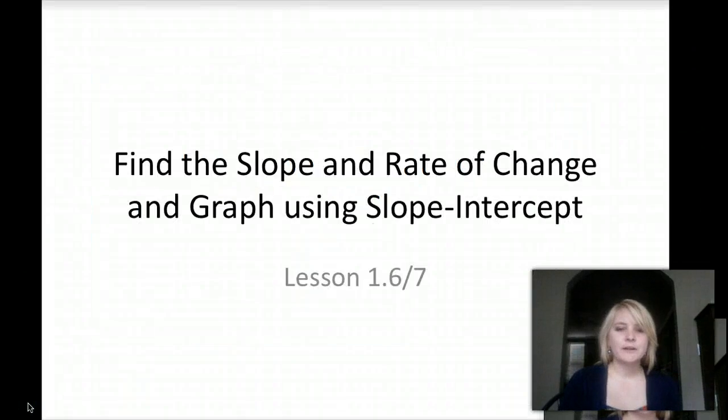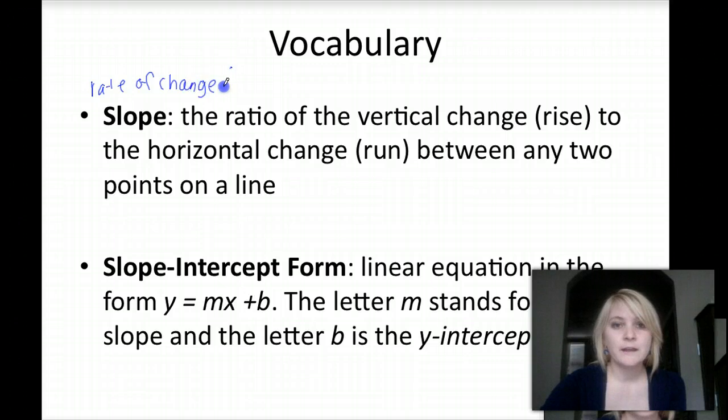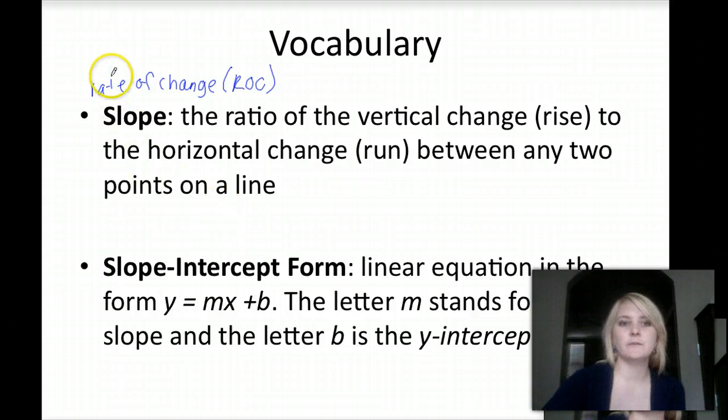Alright, today we're going to look at finding the slope and rate of change. We're also going to practice graphing using slope-intercept form. So our vocabulary for today, we're first going to take a look at slope. One thing I want to point out, slope and rate of change, they're the same thing. And you'll hear rate of change noted as ROC a good bit, just as shorthand.